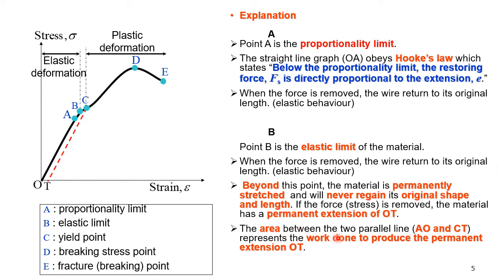The area between the two parallel lines, which are AO and CT, represents the work done to produce the permanent extension OT. OB is known as elastic deformation.